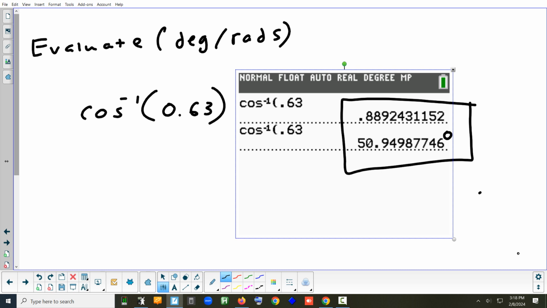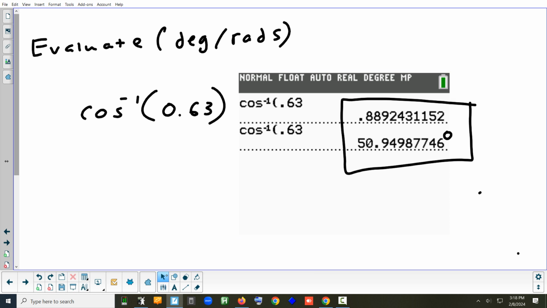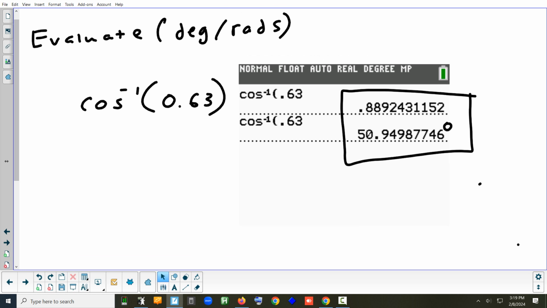Now, let's say we had one that was a number that we should recognize from the unit circle. The inverse sine of, let's see, root 3 over 2.